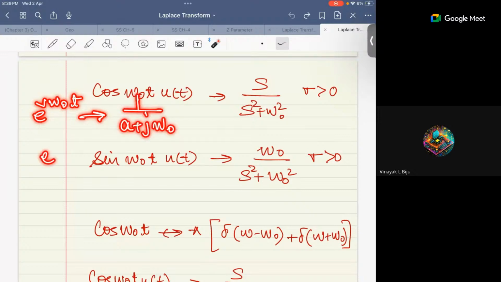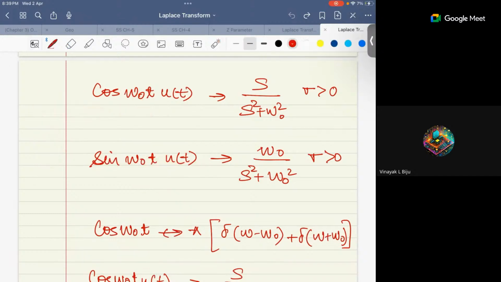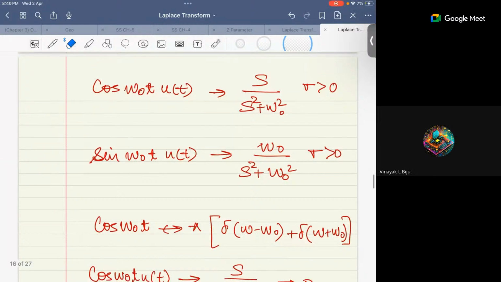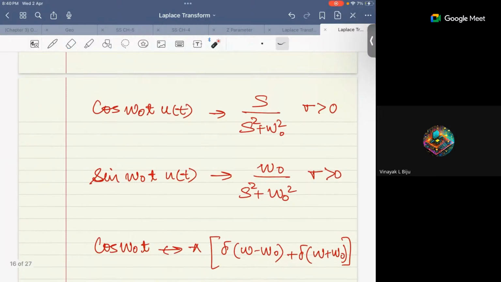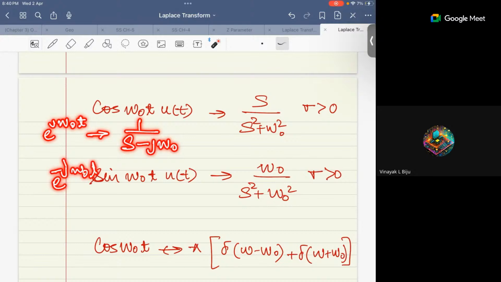Similarly, for e to the power minus j omega naught t, what will be the Laplace transform? Sorry, that is the Fourier transform. So for e to the power j omega naught t, you will have the Laplace transform 1 upon s minus j omega naught. Similarly, for e to the power minus j omega naught t, you will have 1 upon s plus j omega naught.